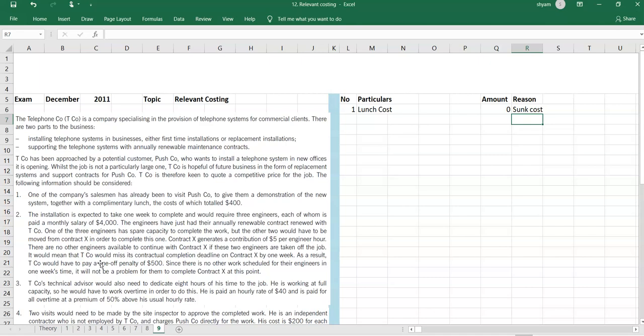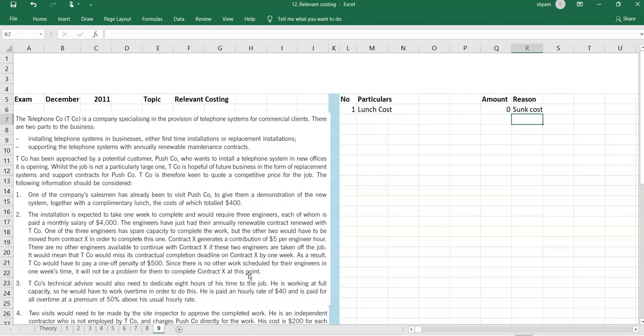It would mean that TCO would miss its contractual completion deadline on contract X by 1 week. So if they are taken from that job and put in here, we'll miss the deadline by 1 week. Because of this, we have to pay a one-off penalty of $500. Since there is no other work scheduled for these engineers in 1 week's time, it will not be a problem for them to complete X at this point.